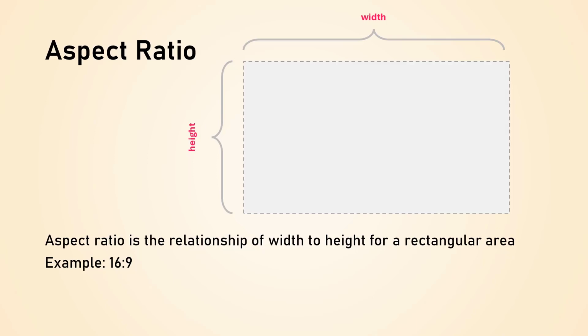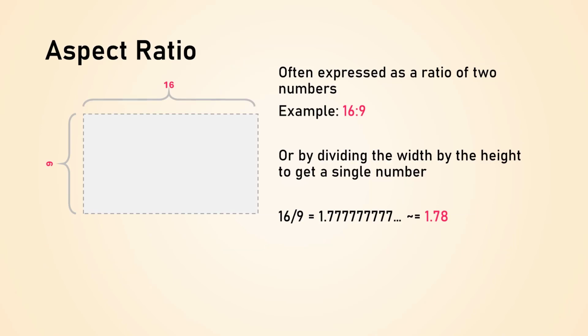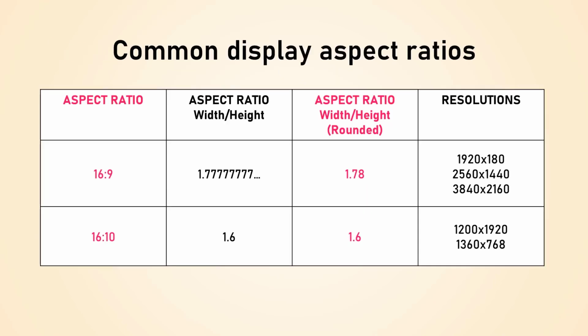For any rectangle, the relationship between the width and the height is called the aspect ratio. When we talk about aspect ratios, sometimes we talk about the ratio with two numbers, for example, 16:9. Other times, it's more convenient to talk about aspect ratios with a single number. So we divide the width by the height and use that number. For example, 16 divided by 9 is 1.78. In this video, we'll talk about aspect ratios using both formats.